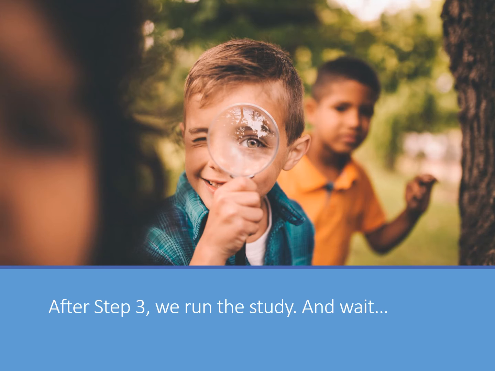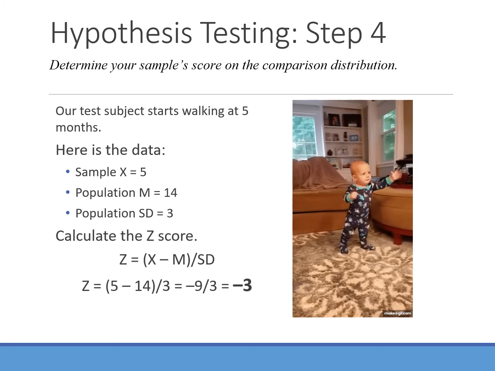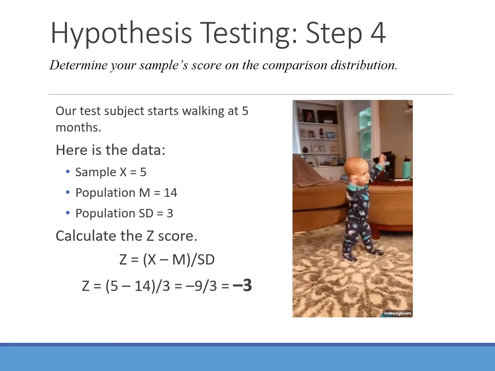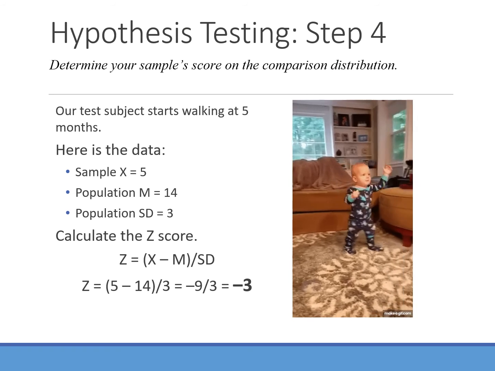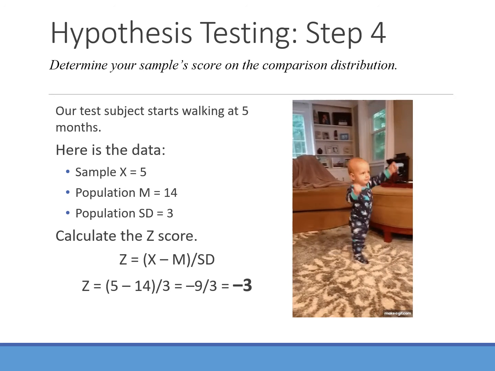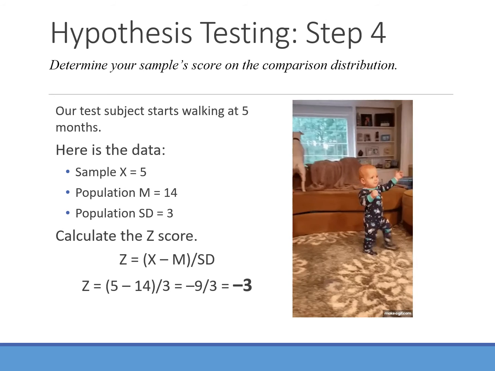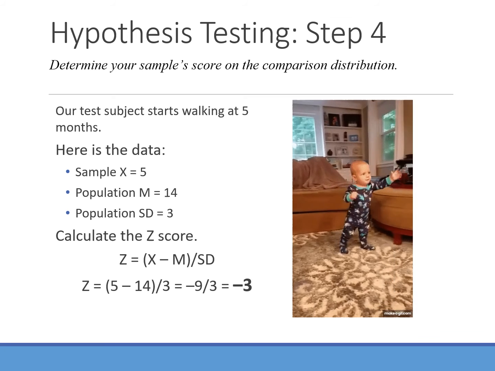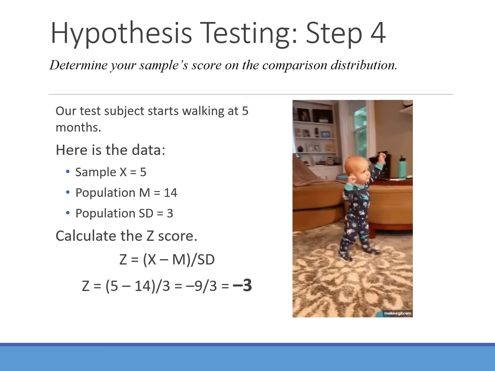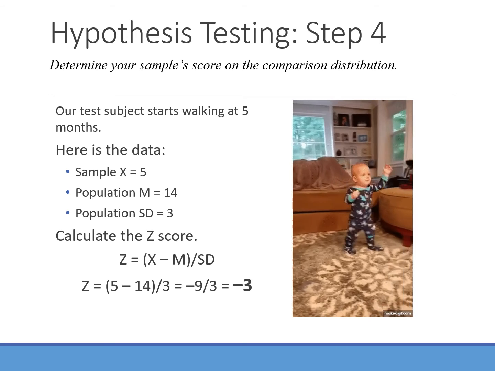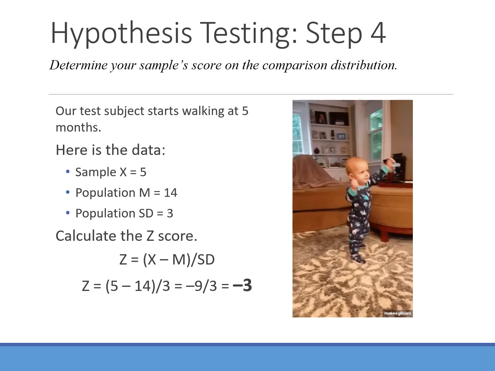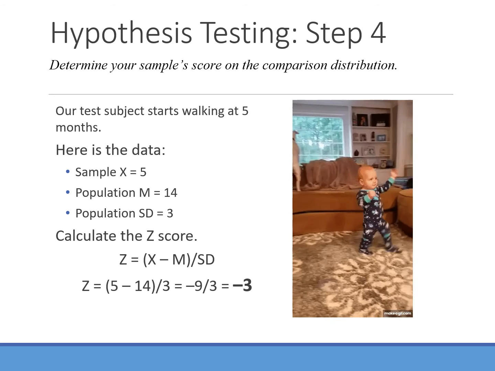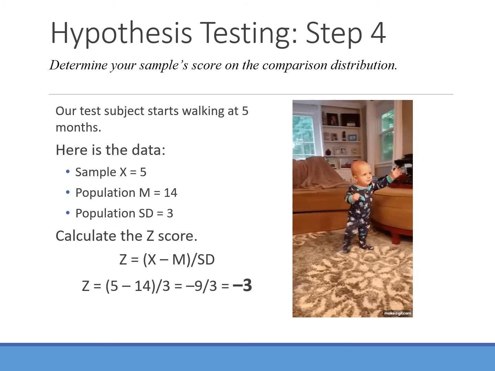And we're watching and we're observing. Every day the parents are observing and they're reporting back to us, and we find out, let's see what happens. And we're in step 4 of hypothesis testing, and look at that. Determine your sample score on the comparison distribution. Our test subject starts walking at 5 months. Okay, here is the sample data. Our sample score X equals 5.